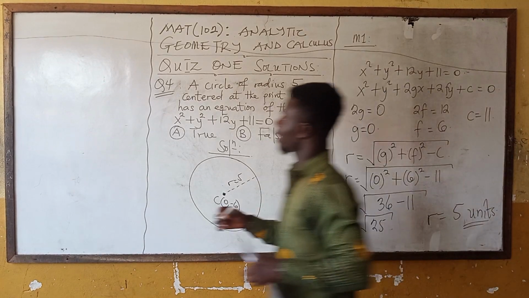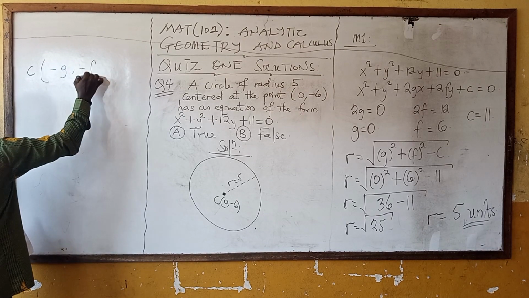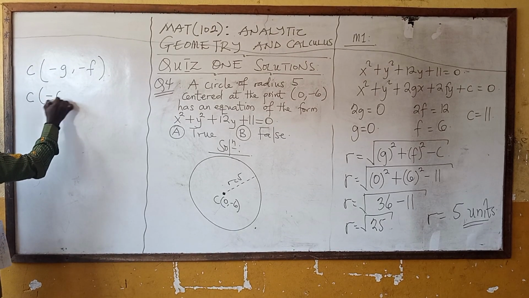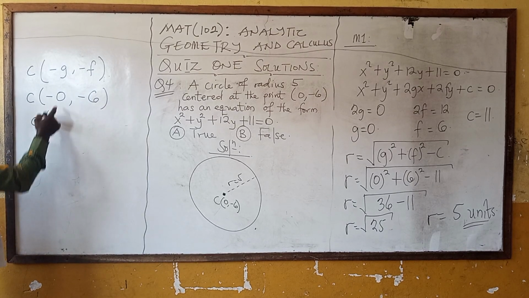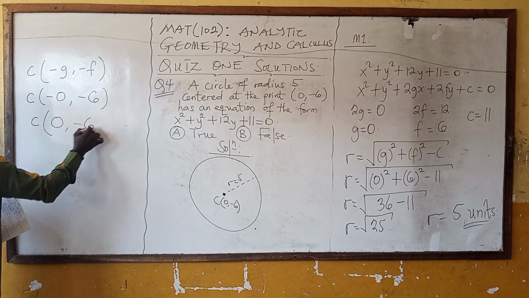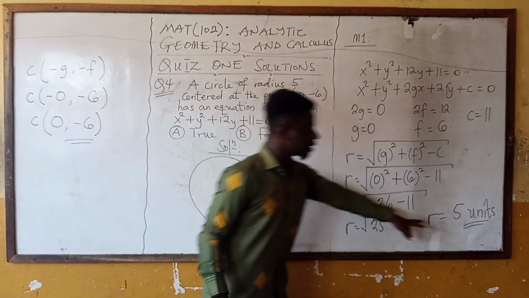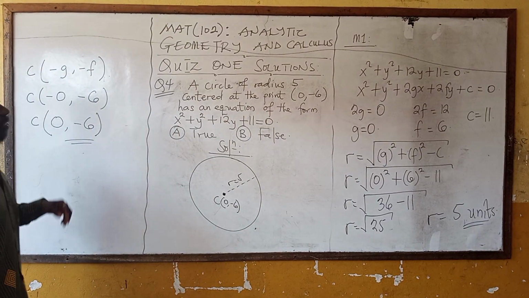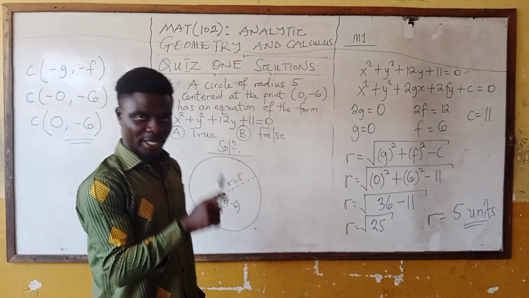Now, let's see our center. Our center is in the form (-g, -f). So now, what is the value of g? 0, so minus 0. What is f? 6. So we can say that 0 is neither negative nor positive, so it is 0, and I have negative 6. So with this, you can verify that the radius is indeed 5 and the center is indeed (0, -6) from the equation of the circle given. So that's method 1.